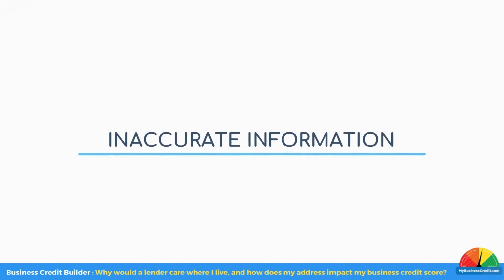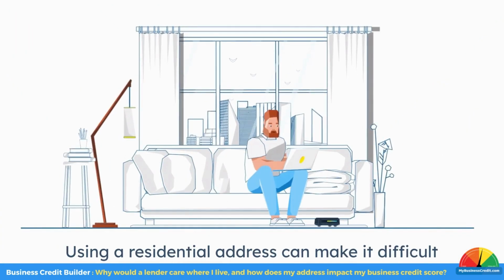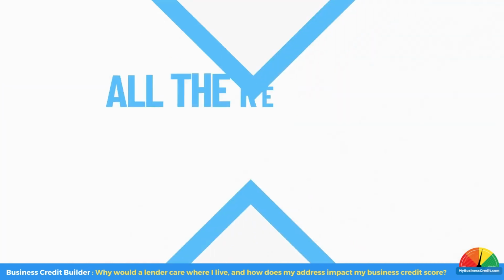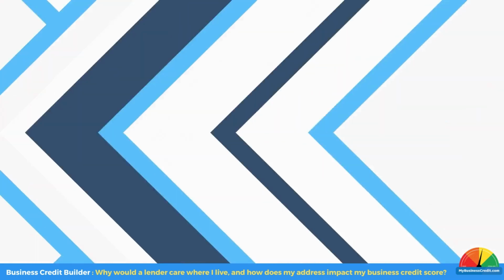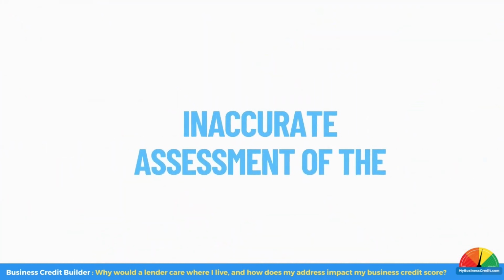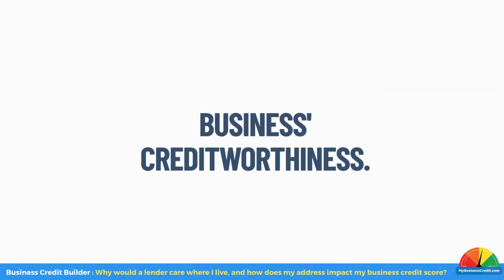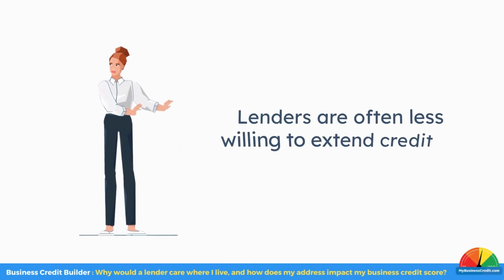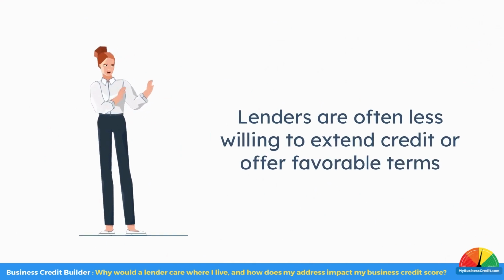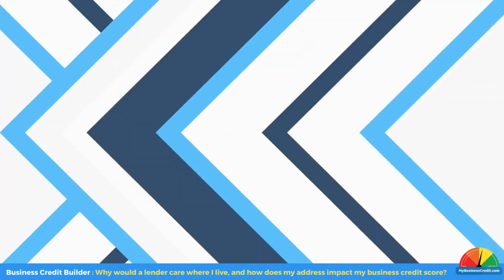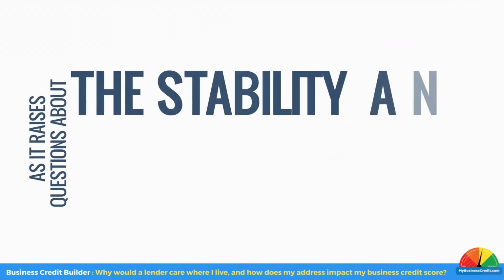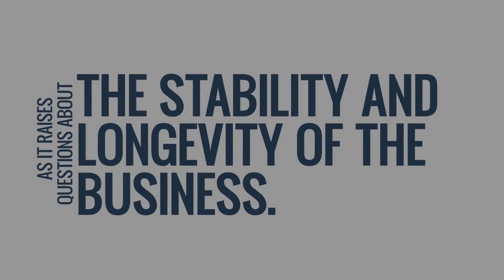Inaccurate information. Using a residential address can make it difficult for credit reporting agencies to access all the relevant financial information, which can lead to an inaccurate assessment of the business's creditworthiness. Decreased loan eligibility. Lenders are often less willing to extend credit or offer favorable terms to businesses that use a residential address, as it raises questions about the stability and longevity of the business.